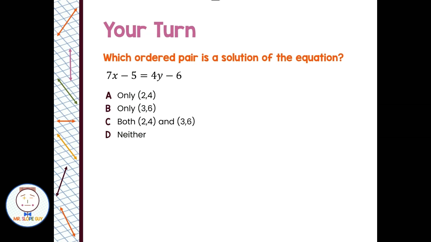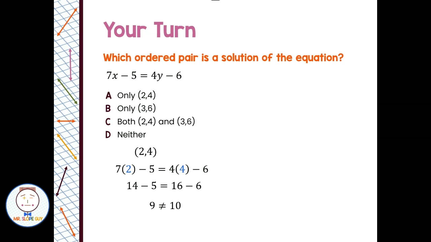All right, welcome back, everybody. So we have 2 points to try. We have (2, 4) and (3, 6). So let's start with (2, 4). The x is 2, the y is 4. So I have 7 times 2 minus 5 equals 4 times 4 minus 6. 7 times 2 is 14. 4 times 4 is 16. 14 minus 5 is 9. 16 minus 6 is 10. So 9 does not equal 10. So (2, 4) is not a good solution.